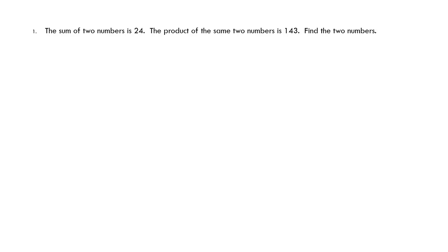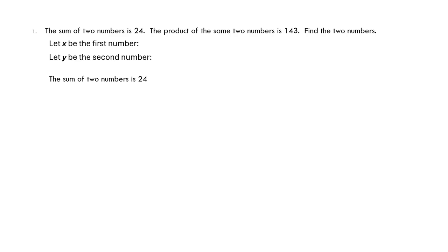Our first homework question says the sum of two numbers is 24. The product of the same two numbers is 143. Find the two numbers. We'll start by designating x as the first number and y as the second number.